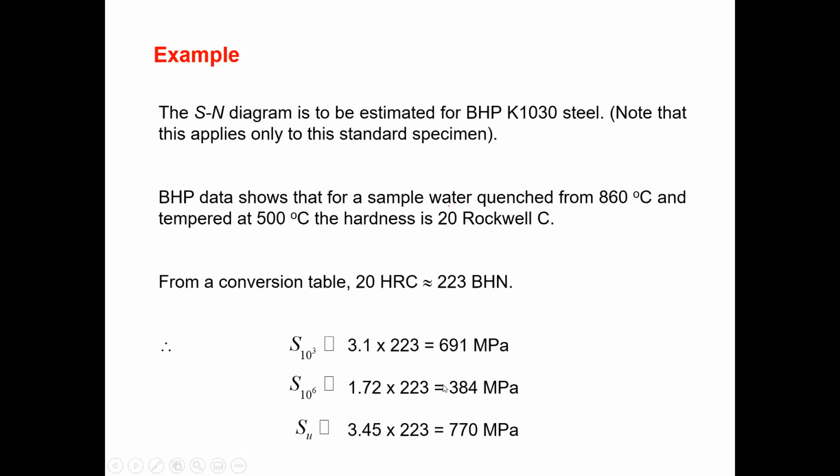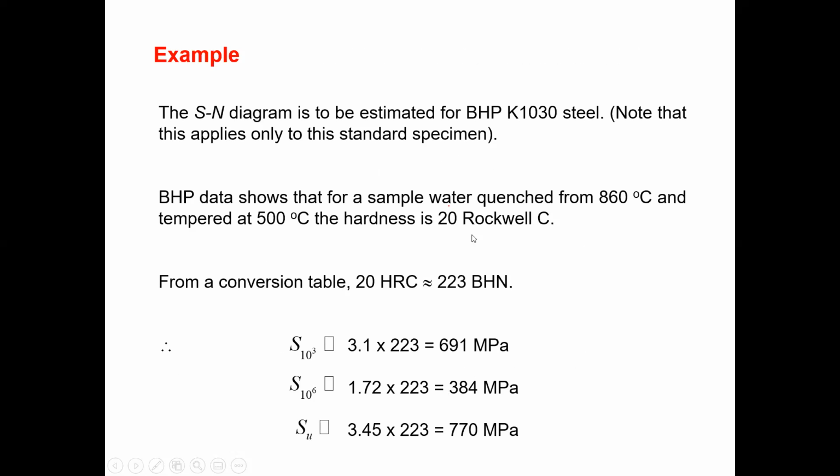Okay, so there is one question, an example of how to use that equation. If you have a BHN value here, or a Rockwell value, Rockwell is also one kind of hardness measurement. There are three methods to measure hardness: Vickers hardness, Rockwell hardness, and Brinell hardness. So they provide the Brinell hardness and Rockwell hardness relationship.